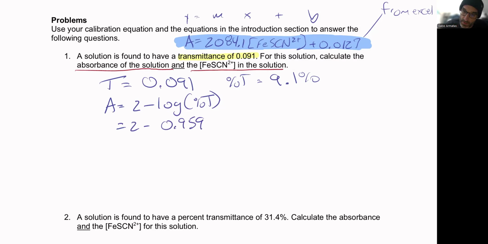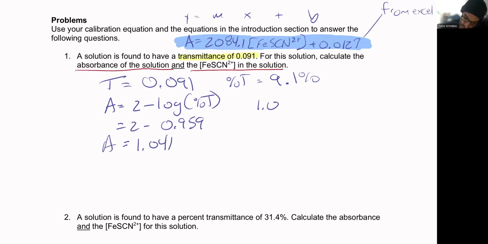So 2 minus 0.959 gives me an absorbance value of 1.041. Okay, so that's what we have. That was my absorbance value, and now we're going to plug that into the equation above.